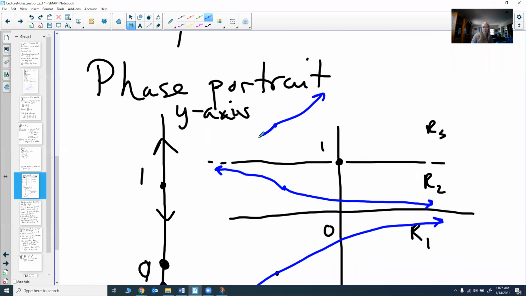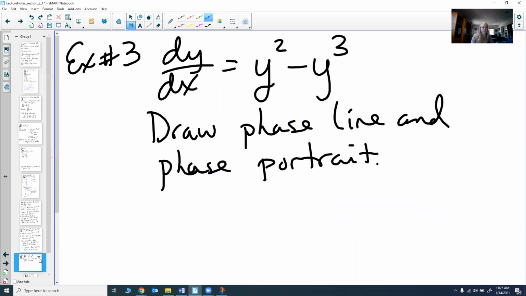We know we've got to be increasing, but we also know that as x goes to negative infinity, we're going to be heading towards that line, y equals 1. So those are our properties. Let's do one more of these kinds of examples.